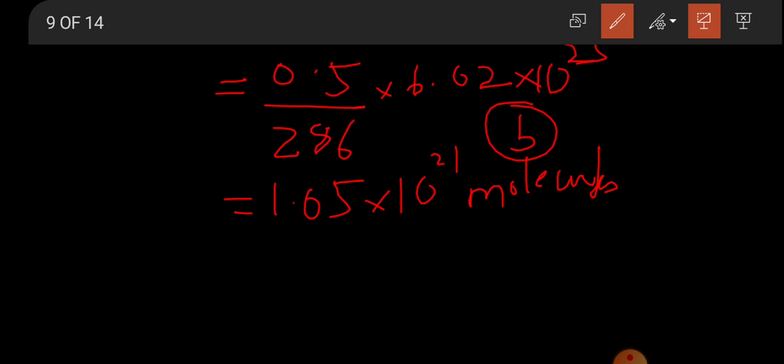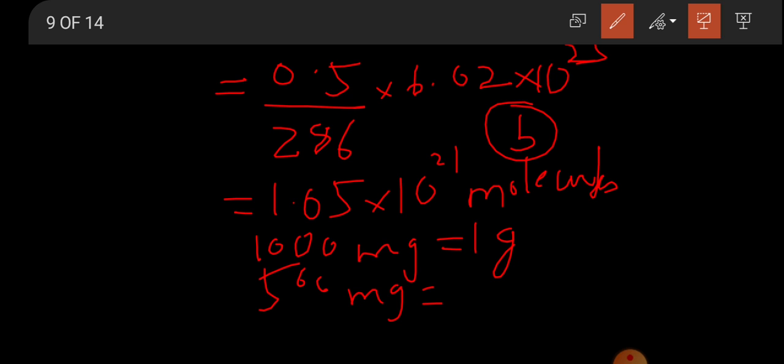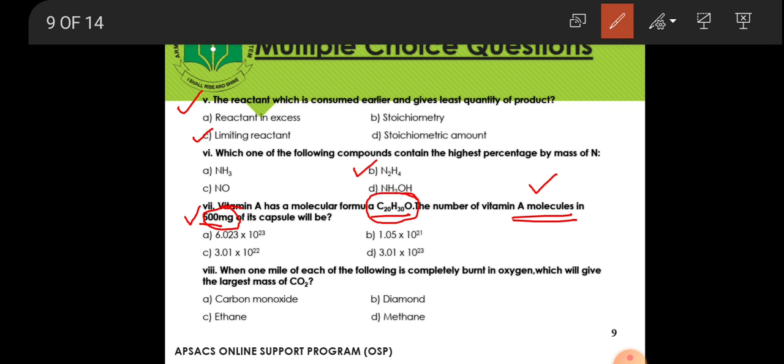How to convert milligram into gram? You know that 1000 milligram is equal to 1 gram. So 500 milligram is equal to 1 divided by 1000 multiplied by 500. So you will get the answer 0.5 grams. So students, the correct answer is B part.